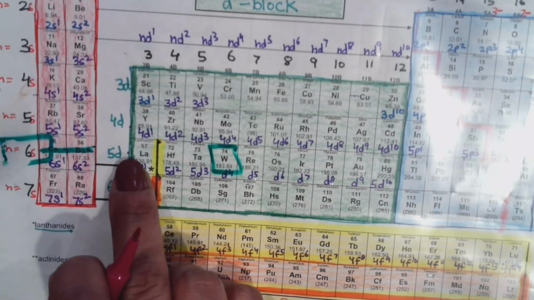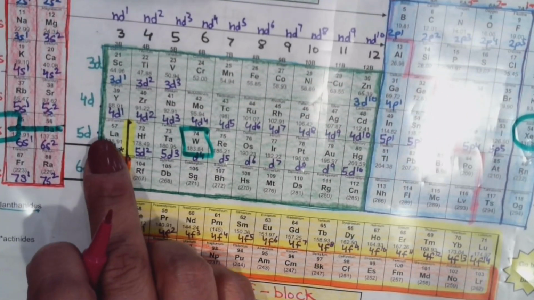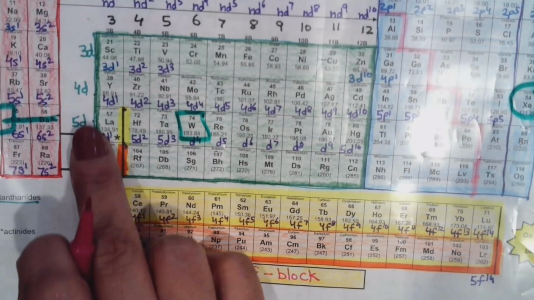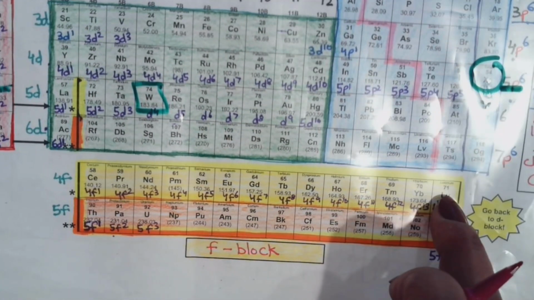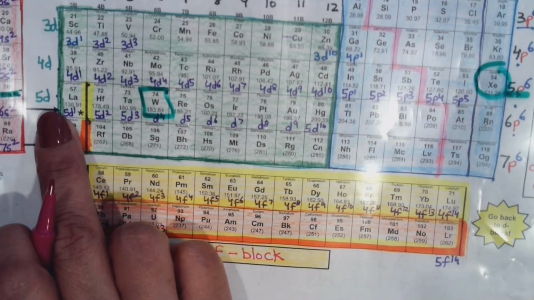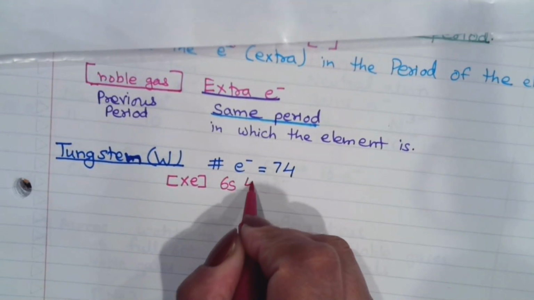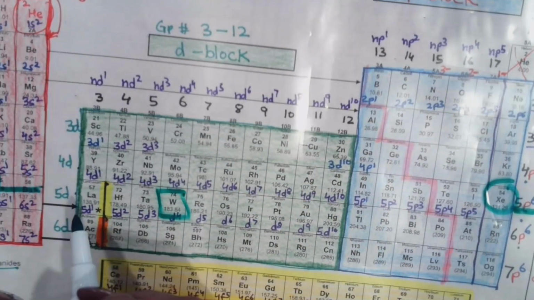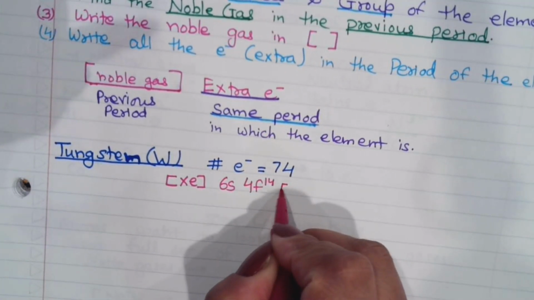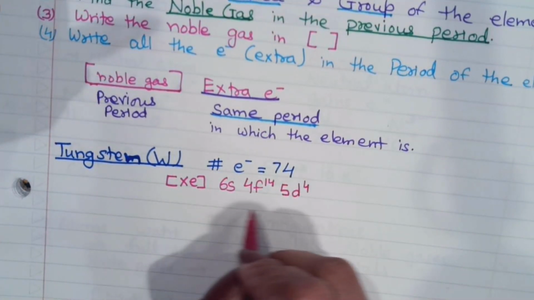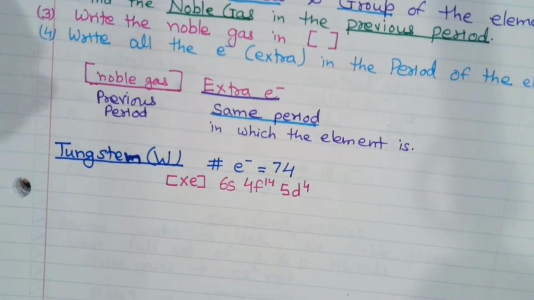Then after the 6th period S block, we enter the D block. Now look, this one is tricky. So before tungsten we have that yellow line. So this means we complete 4f series before we go to the 5d orbitals, right? So we will write 4f14 because that is complete, and then we go back again to the 5d series. So this is D1, D2, D3 and D4, right? So tungsten will be D4. So that would be 5d4. So this is how we write down the configuration of an element.